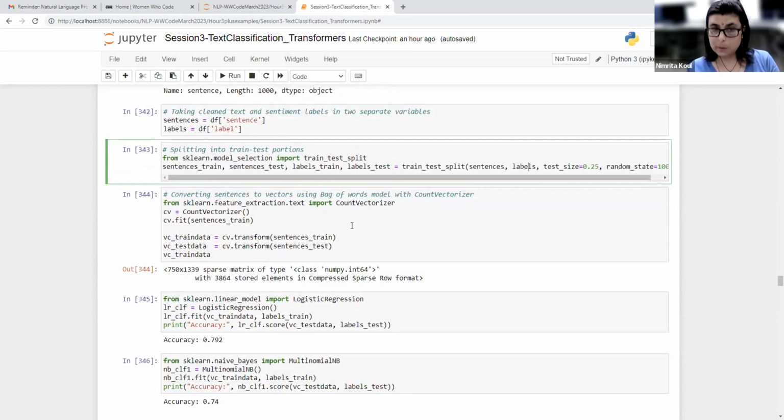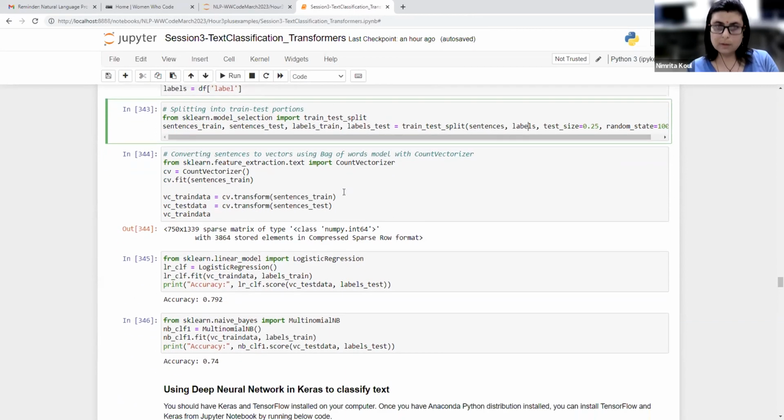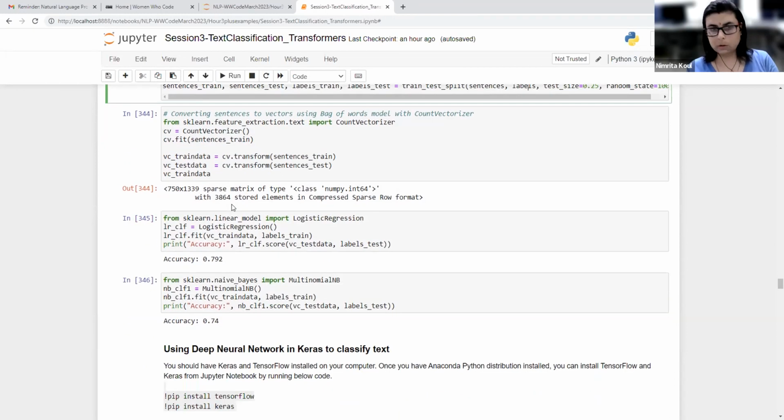Then the next step is to convert our text into numerical form for feeding into an ML model. In this case, we are doing that with a count vectorizer using a bag of words model. We import the count vectorizer from sklearn, fit it to our training sentences, then use this fitted model to convert our training data as well as test data into numbers, or into a vector form.